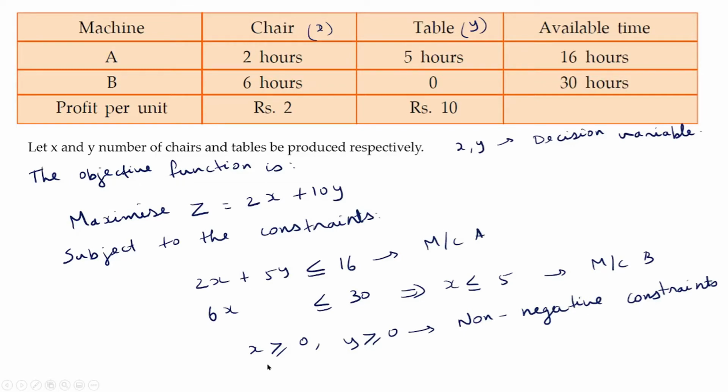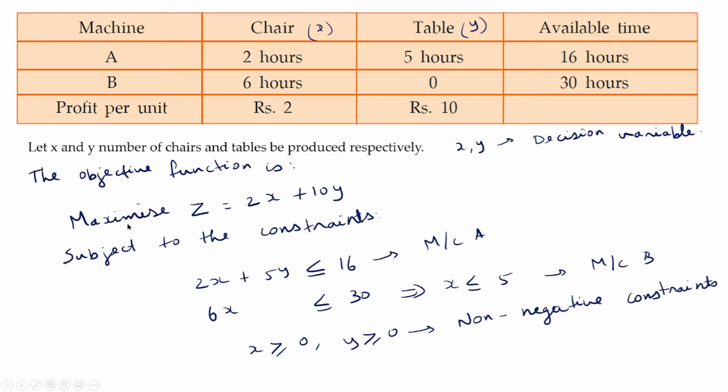Now, why is it called non-negative? Because production of a negative number of chairs and tables is not possible. So, that is the reason why the value of x should be greater than or equal to 0 and the value of y should also be greater than or equal to 0. So, this is the mathematical formulation of the given linear programming problem.